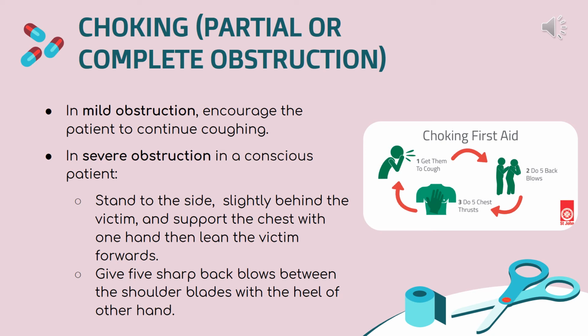Next, in severe obstruction in a conscious patient, stand to the side, slightly behind the patient, and support the chest with one hand, then lean the victim forwards. This is so that the obstructing object comes out of the mouth rather than going down further in the airway. Next, give 5 sharp back blows between the shoulder blades with the heel of the other hand. You must check after each blow if the obstruction has been relieved.